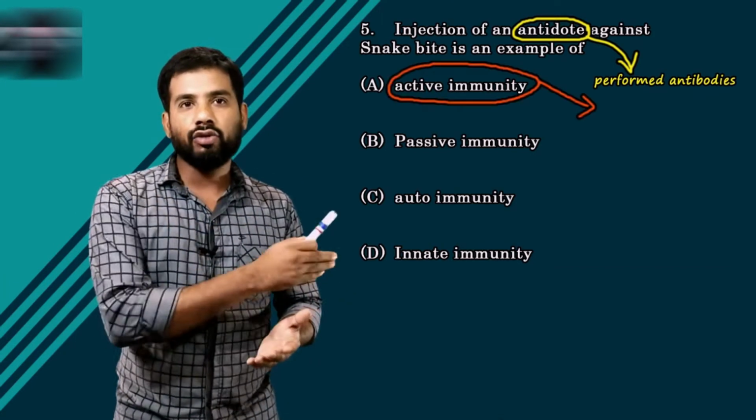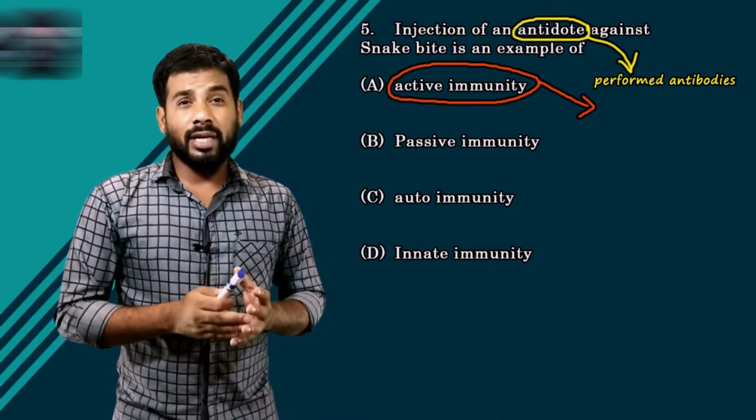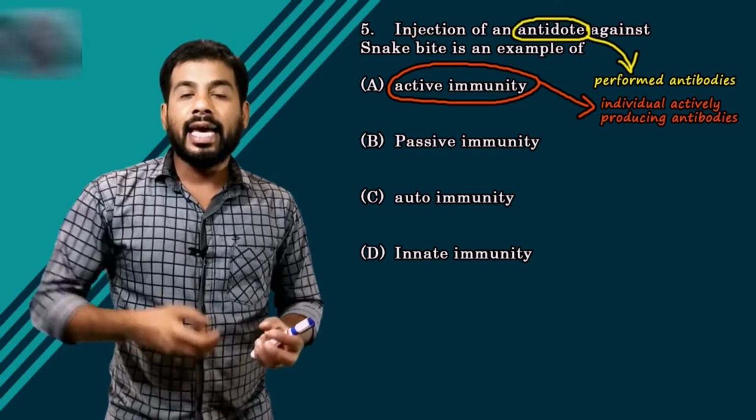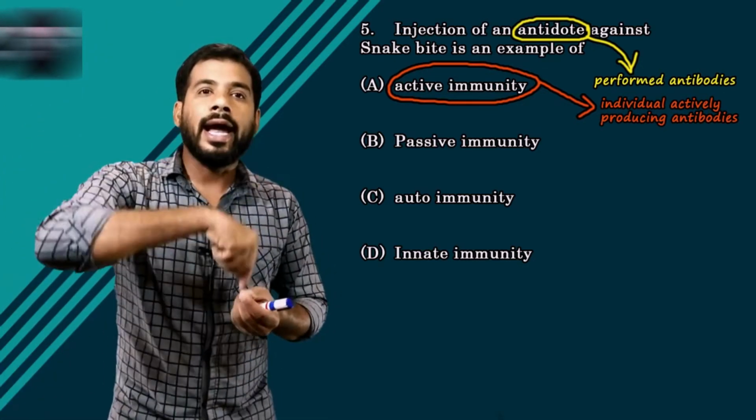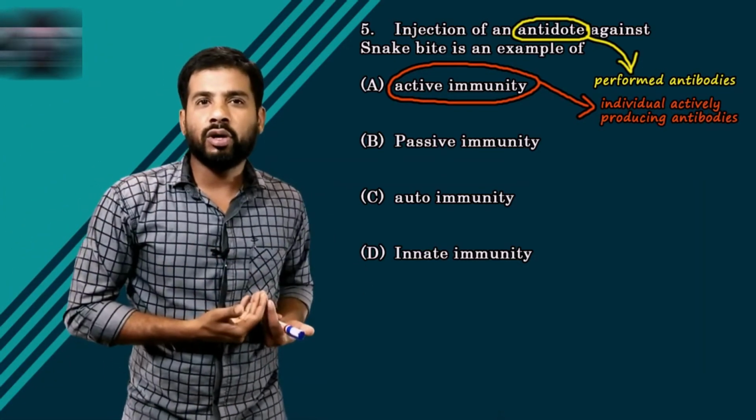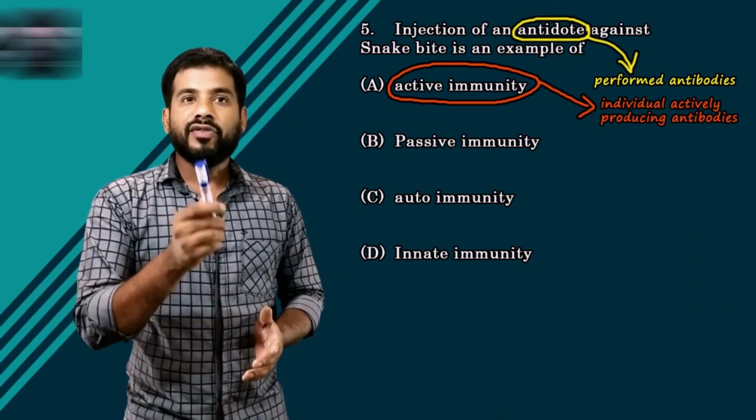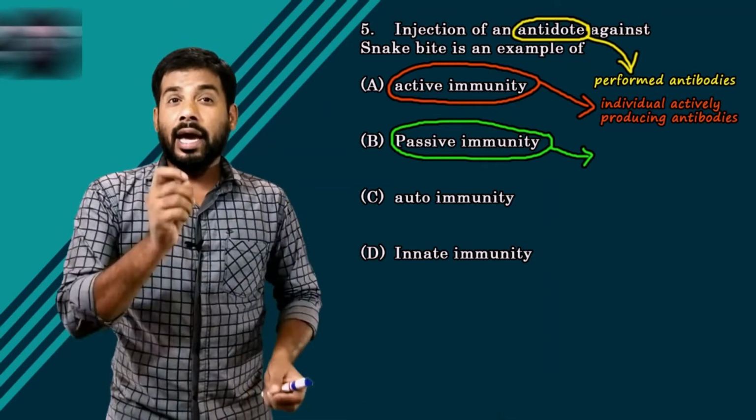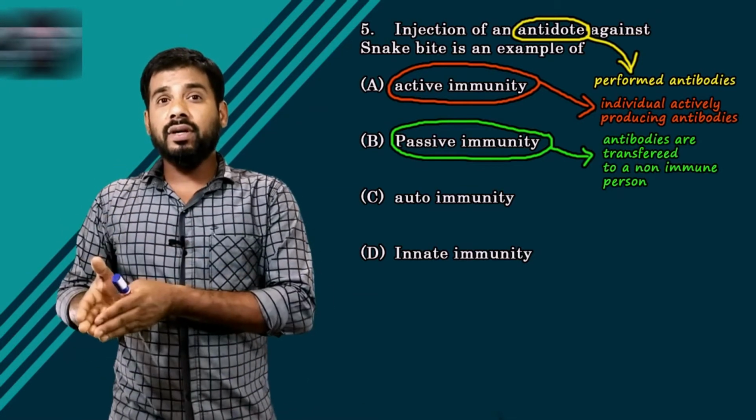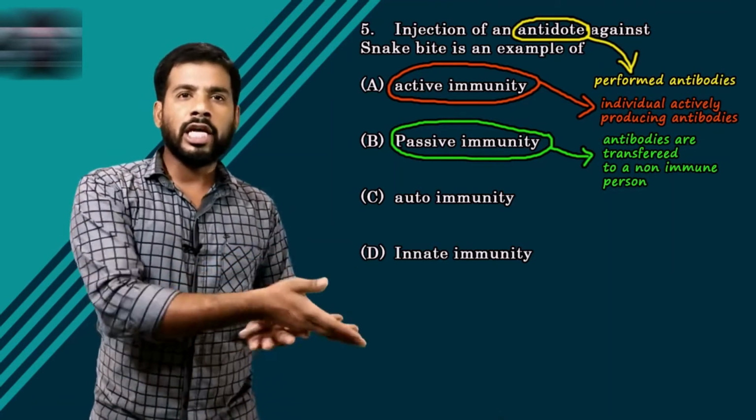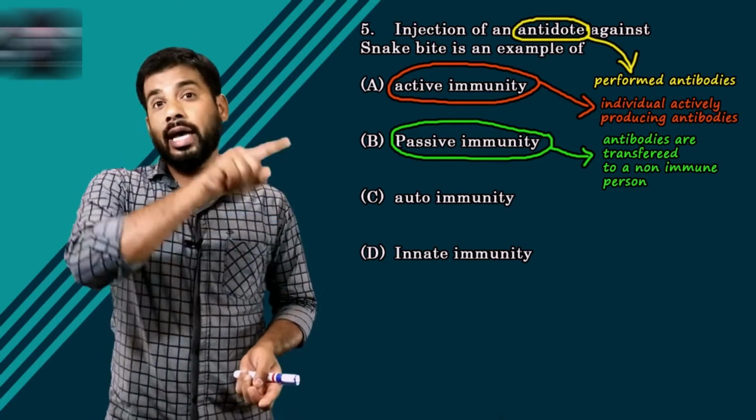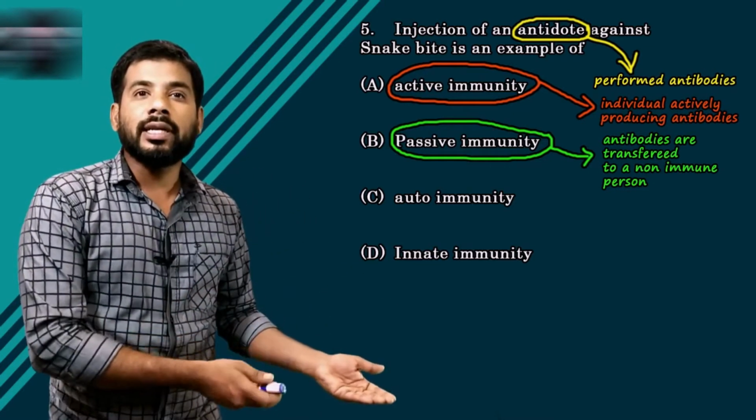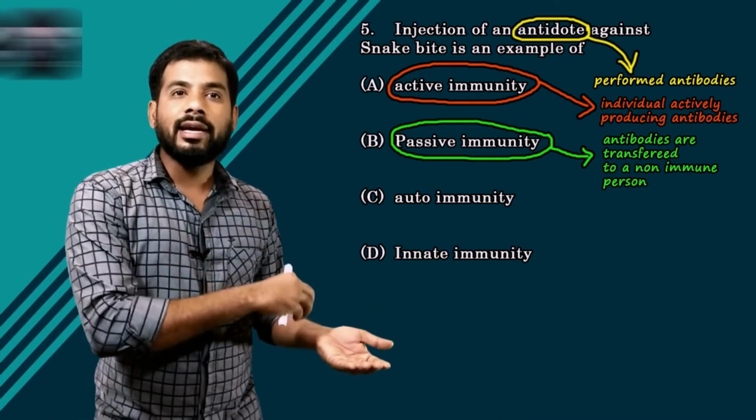First of all, if we take active immunity, what is active immunity? Here an individual actively produces antibodies against the antigen. That antigen may enter naturally into the body or may be artificially introduced. If we take option B, what is passive immunity? Here in passive immunity, antibodies are transferred to a non-immune person, naturally or artificially. So as I said, antidote is a performed antibody that is transferred to a non-immune person, like a person who is suffering from the snake bite.